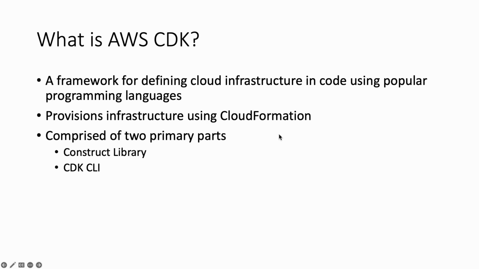CDK is comprised of two primary parts. One is the construct library, which allows us to define the resources that we want to use. And then it also has a CLI utility, which allows us to interact with CDK and deploy and manage our infrastructure.